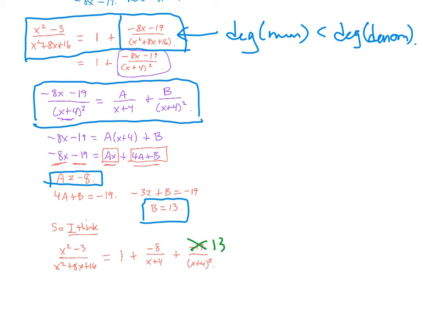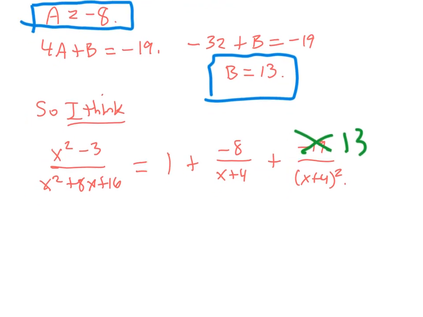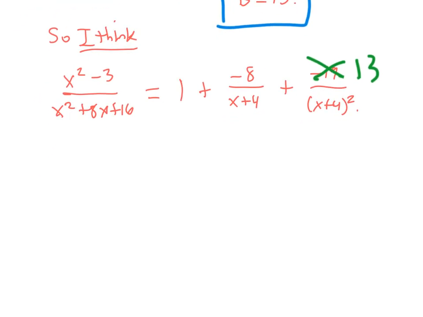But anyway, now I haven't finished the problem yet. I was trying to integrate all of this. I wasn't just trying to write it in a different form. I wanted to be able to integrate. And the beauty of this process, as gnarly as it is at times, is that this does turn this function here, this function, into something that I do know how to integrate. I know how to integrate 1. I know how to integrate something over (x plus 4), as long as that something's a constant, and I know how to integrate a constant over (x plus 4) squared. So I think at this point I can complete the process.